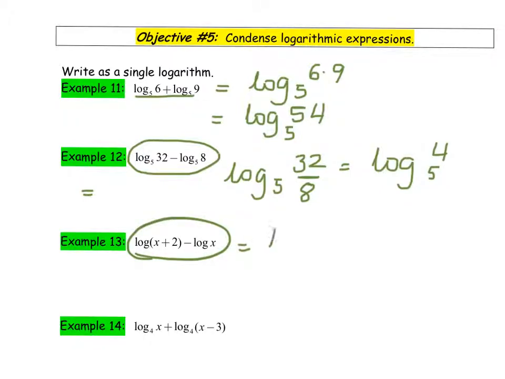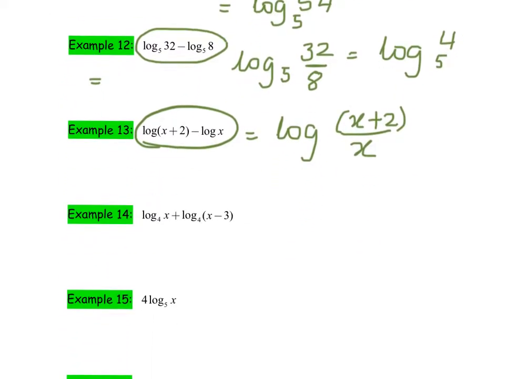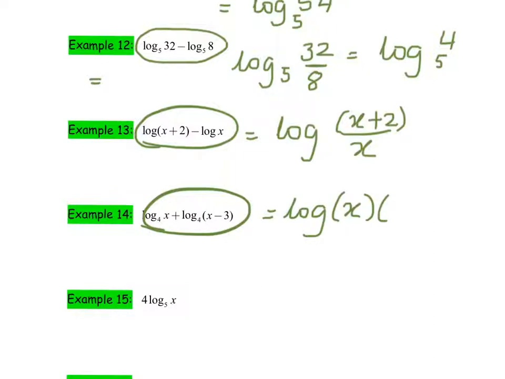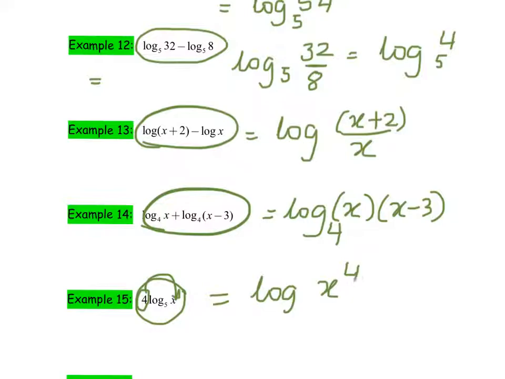Subtraction becomes division. Log of (x plus 2) over x. I don't have to put the base because I know it's automatically 10. Addition becomes multiplication. Log of x times (x minus 3) to the base 4. And again here, what do I see? I don't see an addition, I don't see a subtraction, but there is a small power. The power gets kicked back right up there. So this is log x to the power 4 base 5.